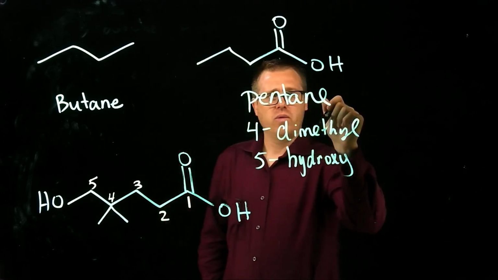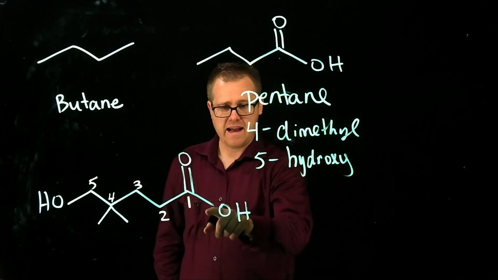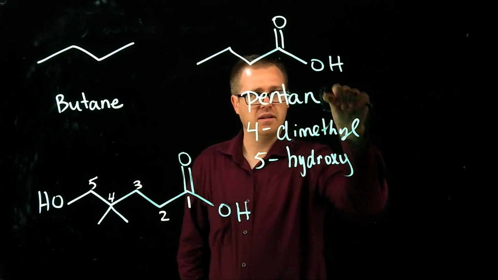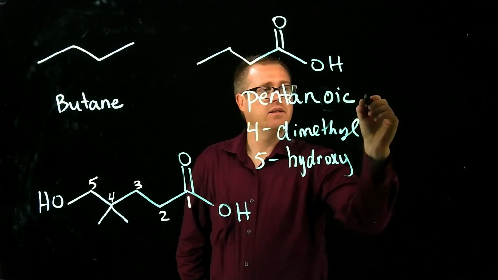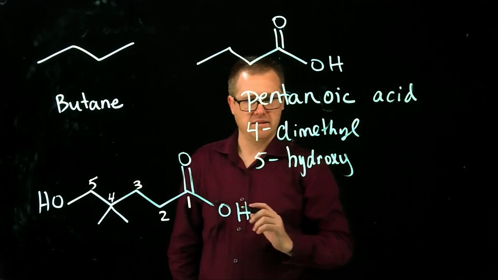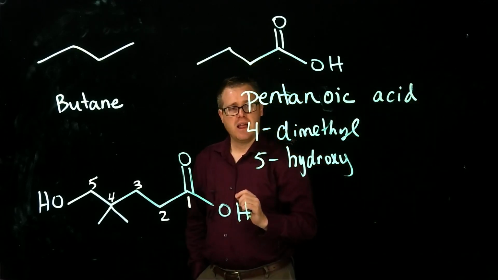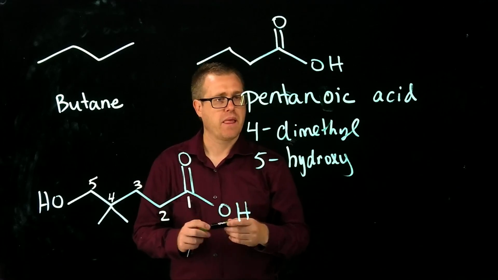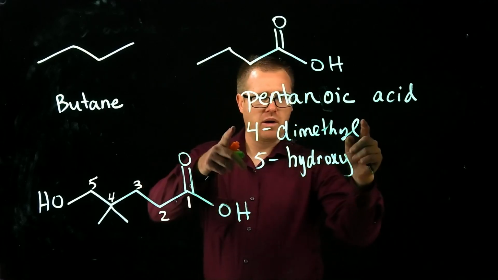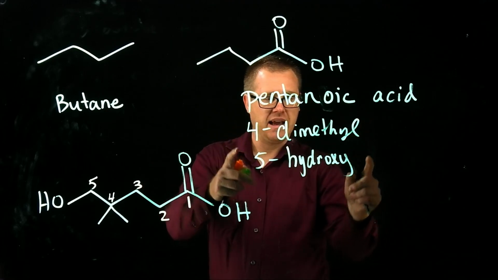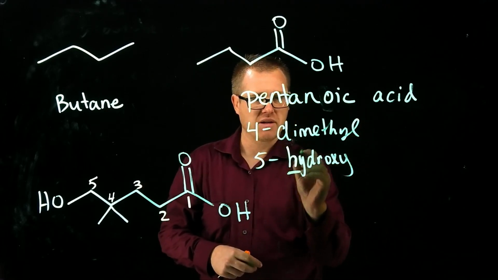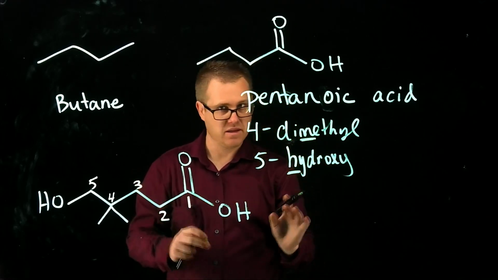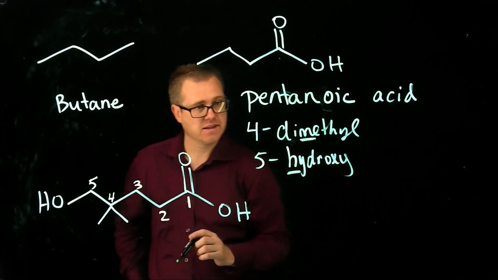And because the carboxylic acid takes precedence, we have to replace the E with the oic and then add the word acid. And now we put it all together. And we have to organize these substituents in alphabetical order. So H comes before M because that prefix di doesn't play a part in the alphabet.